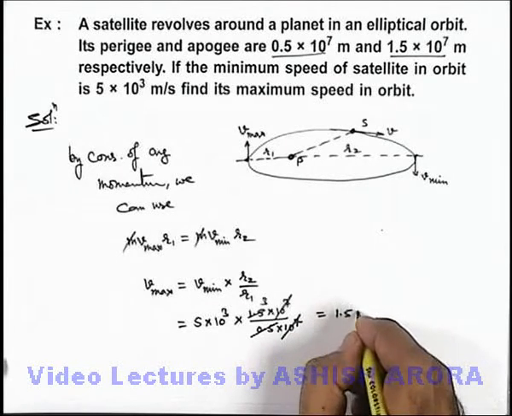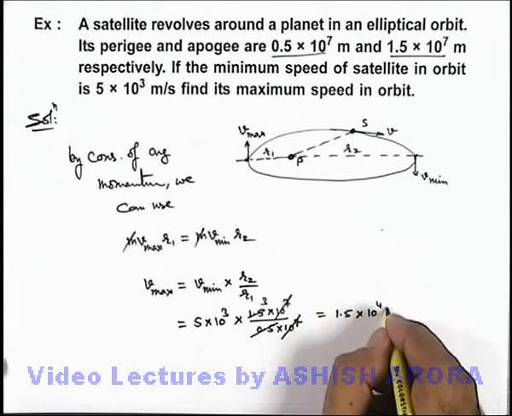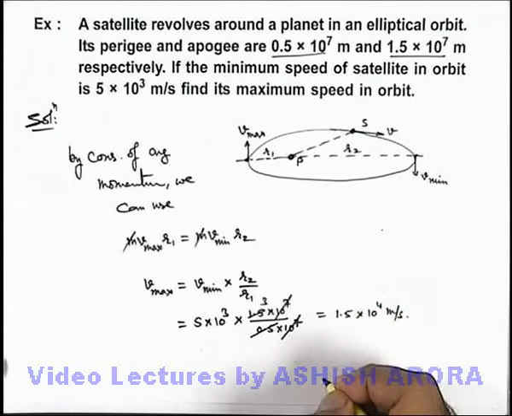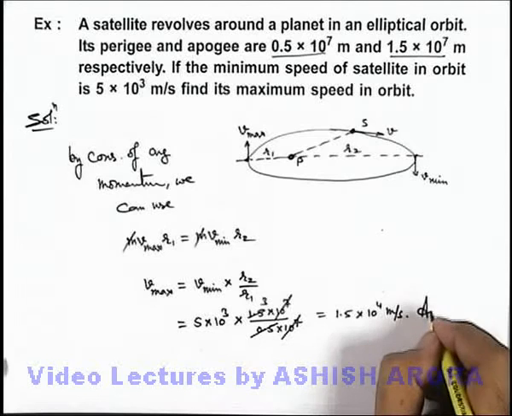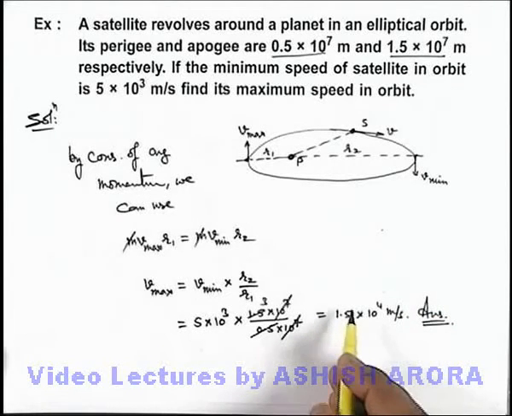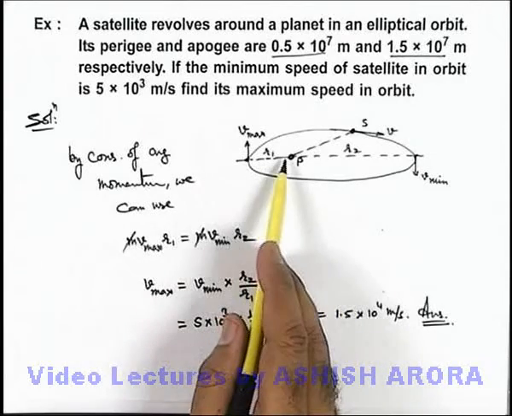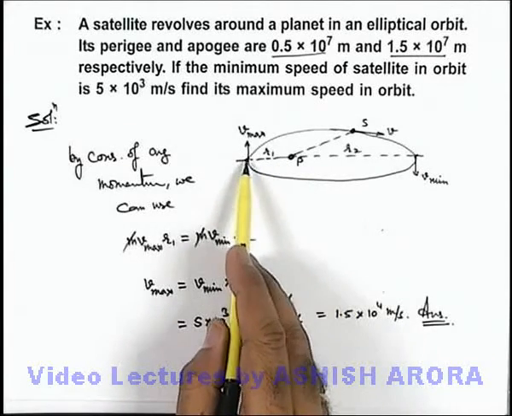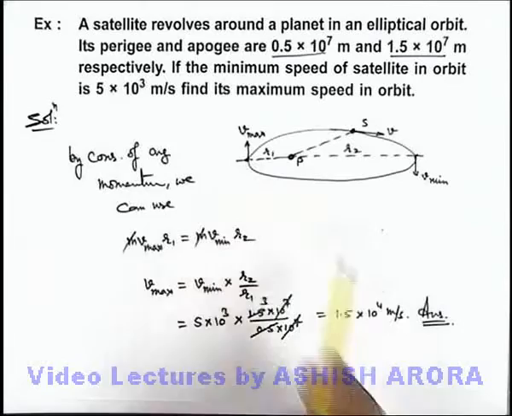1.5 × 10^4 meters per second, and this will be the answer to this problem, that is the maximum speed of the satellite with respect to the planet in its orbital motion, and which is at its perihelion point only.